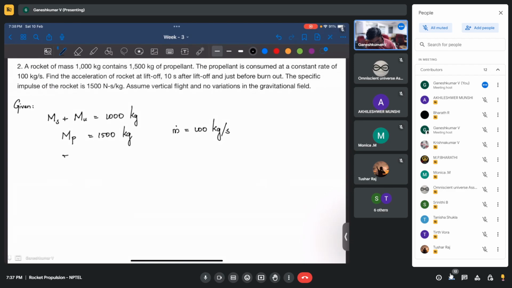What else is given? The ISP of the rocket is given, the specific impulse of the rocket, which is around 1500 newton second per kg, which you can also write as meters per second. Okay, newton second per kg is nothing but newton meters per second. So can anyone tell me what this ISP is? What does it signify? Why do we need to know the ISP of the rocket?